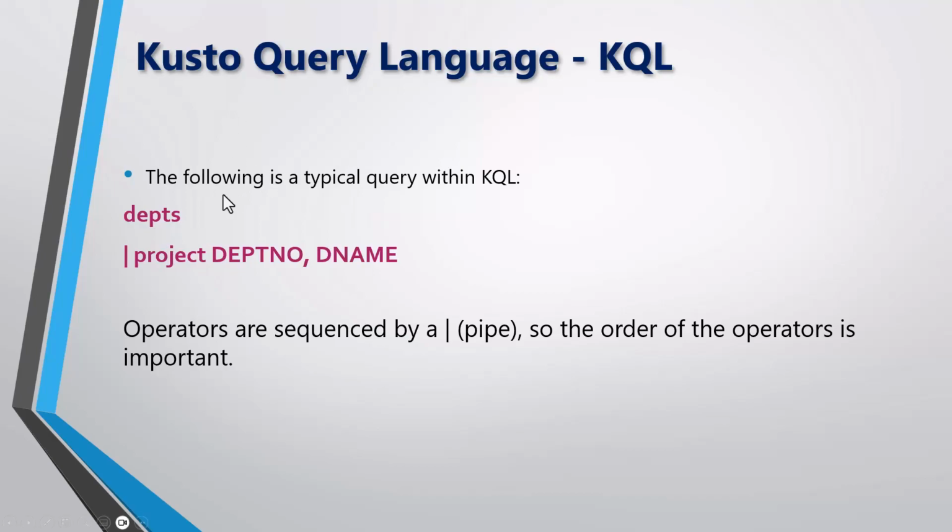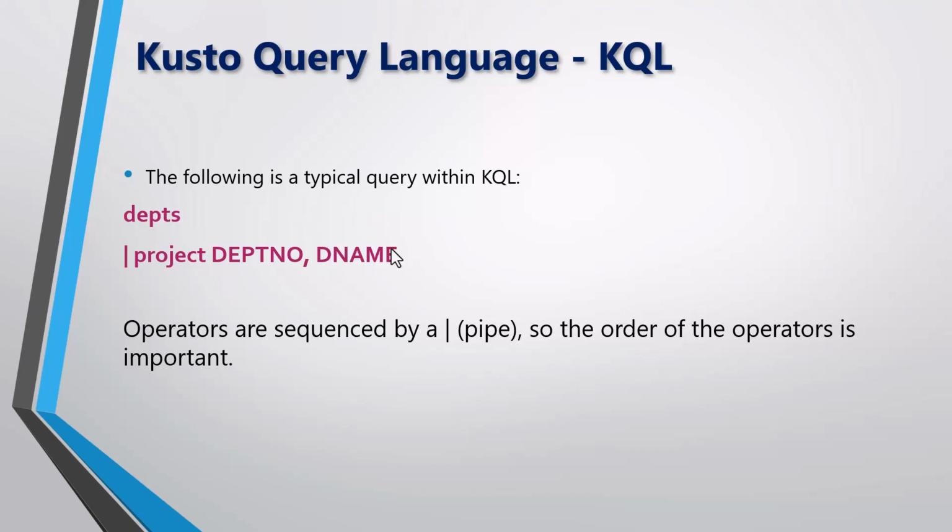Now, if you see, I have a table called departments, the one which we used to ingest the data in the previous video. And I'm using a pipe symbol, and there is an operator called the project operator. So technically, I want to see department number and D name. Here, I'm writing department number and D name in capital case because my table has both the columns in uppercase. So if you try to write in small case, it is going to give you an error because it is 100% case sensitive.